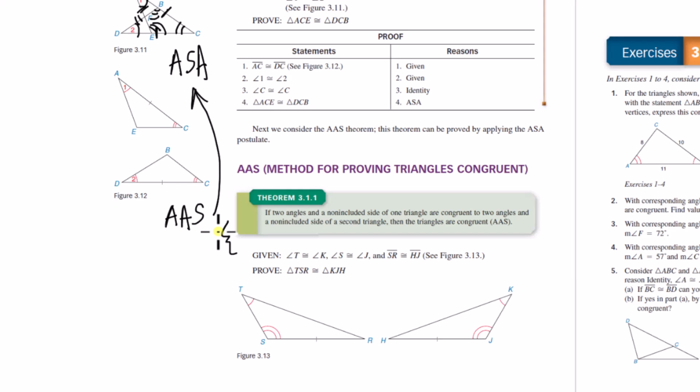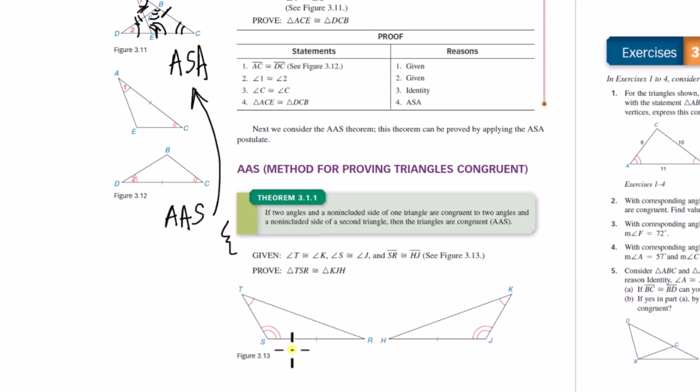The fact that if you have two angles and a side that's not included between the angles, then you can turn that into having two angles and a side length that's included. Based on angle-side-angle, the triangles are congruent. So, okay, if we have these two triangles, and angle T is congruent to angle K, angle S is congruent to angle J, and side SR is congruent to side HJ, can we show that these two triangles are congruent?